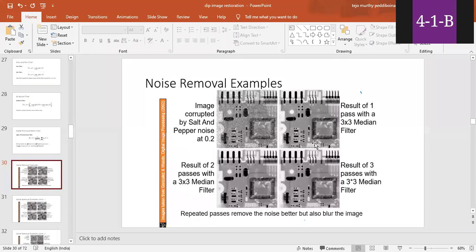So you can see the results with the image corrupted by salt and pepper noise at 0.2. Result of median filter. The median filter is very excellent to remove the salt and pepper noise.